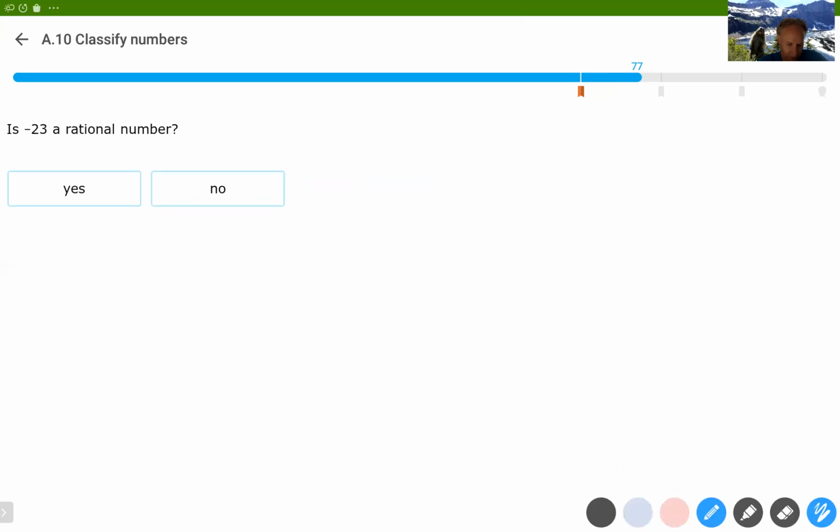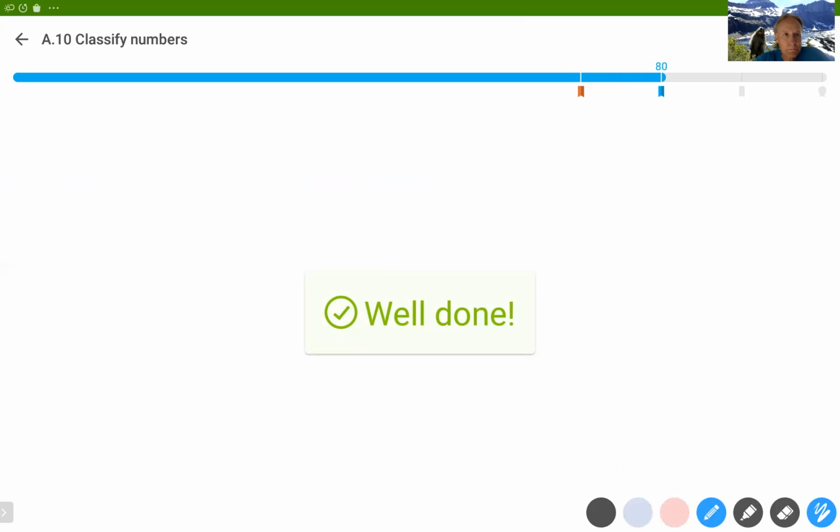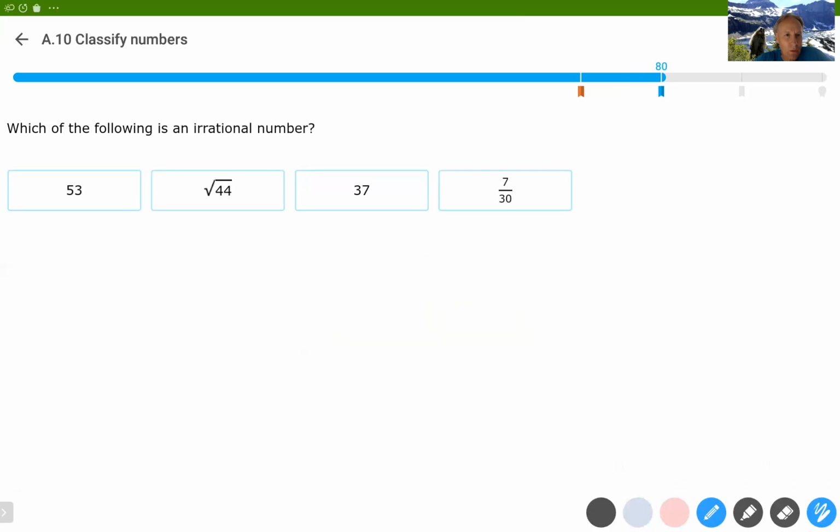Is -23 a rational number? Again, be careful. -23 is a ratio. It's -23/1, which makes it rational. Which of the following are irrational? The only one is the square root of 44 because 44 is not a perfect square.